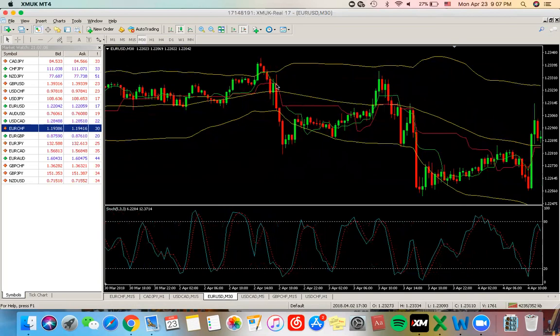So what we do with the strategy is wait for the lines to cross and expand. You would probably get into the trade just right here. You probably wouldn't even get into it. It would be too late.